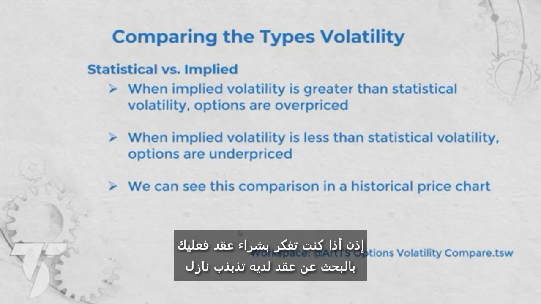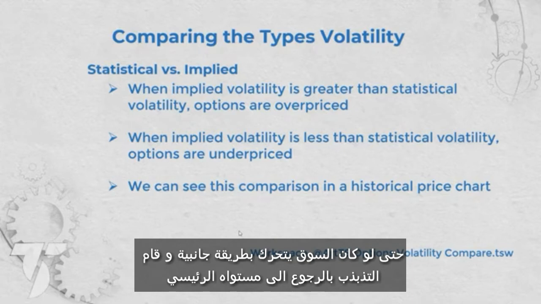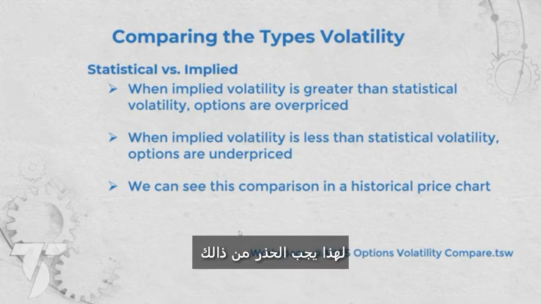So if you think about it, you want to buy options that have low volatility, that are underpriced, because volatility typically goes back to the mean. So even if the market moves sideways, but volatility went back up to its normal level, those calls and puts that you're long would increase in value. And we typically want to write or be short options that have high volatility, again, because we expect that volatility to come back to the mean.